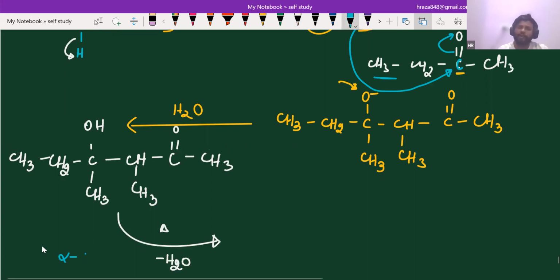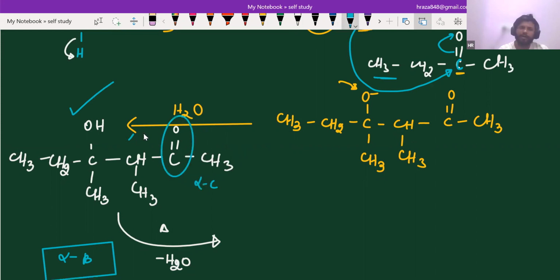You can see alpha, beta. From the beta carbon, hydroxide will go, and this is your alpha. Not this. Wait a minute. This C double bond O is your functional group. So alpha carbon is here and alpha carbon is here. In order to remove the water, we will use this alpha hydrogen and this beta hydroxide. So the main product will be CH3.